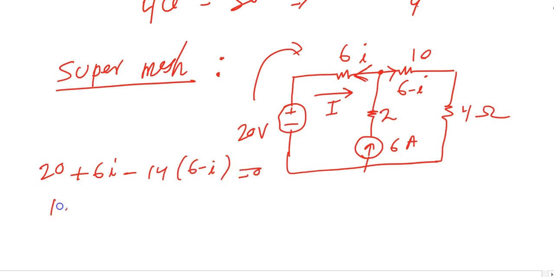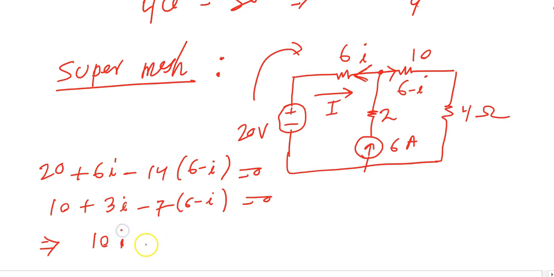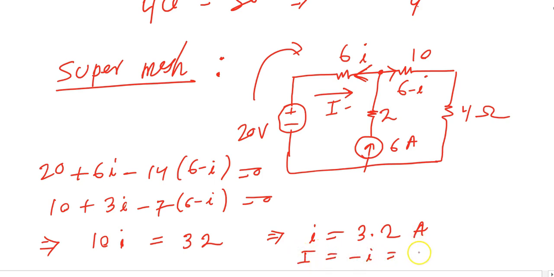20, I am traversing this way, plus 6I minus 4(6 minus I) equal to 0. So divide by 2, 10 plus 3I, 10I is equal to 32, which implies I equal to 3.2 ampere. But what have they asked to find out? Capital I. Capital I is equal to negative of the small I, that is minus 3.2 ampere.